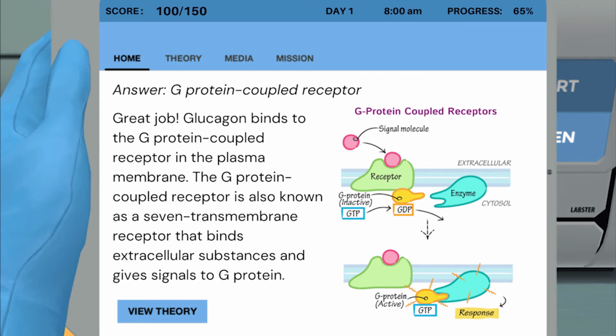Good job! Glucagon binds to the G-protein coupled receptor in the plasma membrane. The G-protein coupled receptor is also known as a 7-transmembrane receptor that binds extracellular substances and gives signals to G-protein. Conformational change will occur which activates the G-coupled proteins that increase cyclic AMP levels due to the activation of adenylate cyclase, protein kinase A, and cyclic AMP response element binding protein.